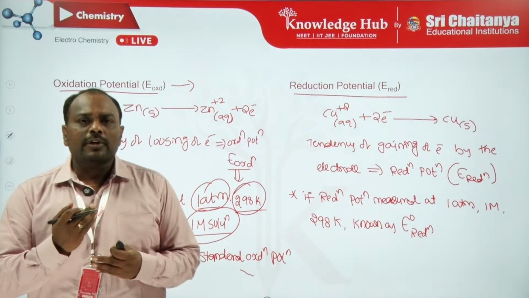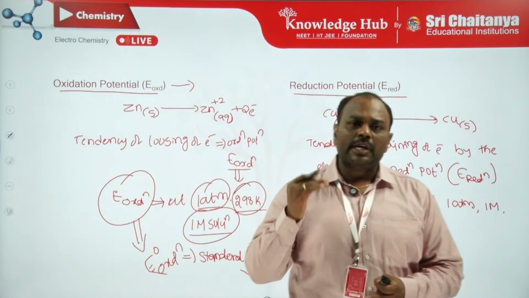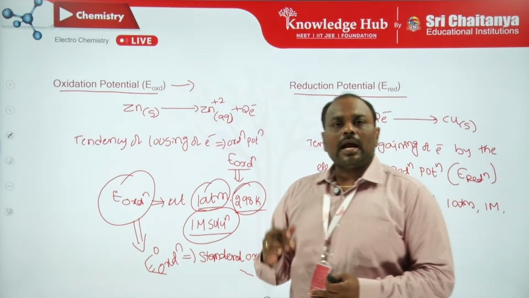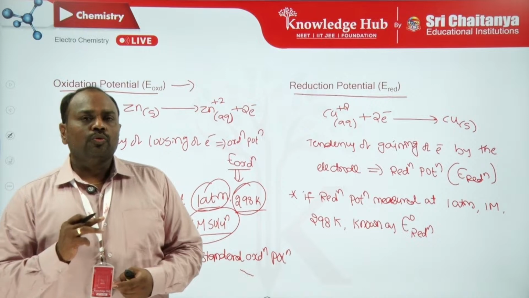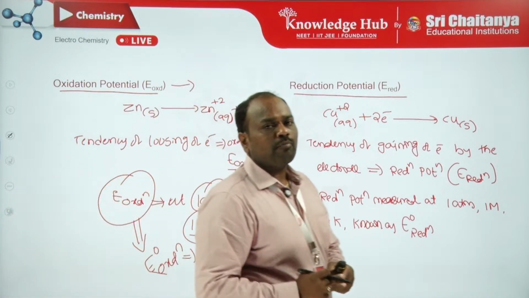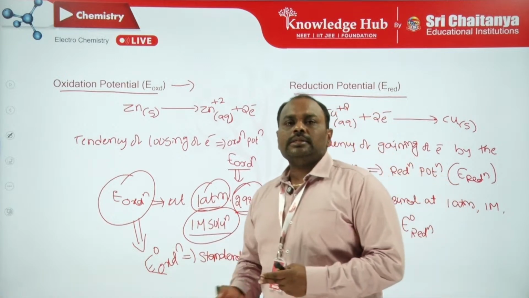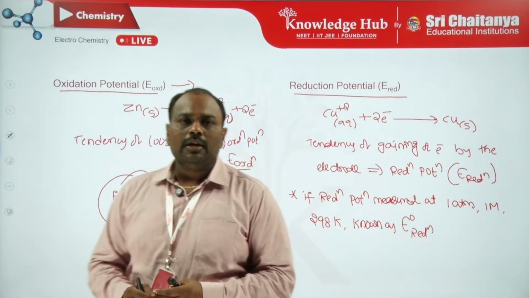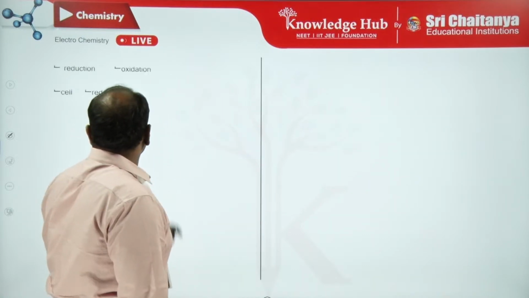So what are the differences between these? Oxidation and reduction potential values are measured at any condition, but standard values are measured at 1 atmospheric pressure, 298 kelvins, and a 1 molar electrolytic solution. That is known as the standard oxidation potential and standard reduction potential.